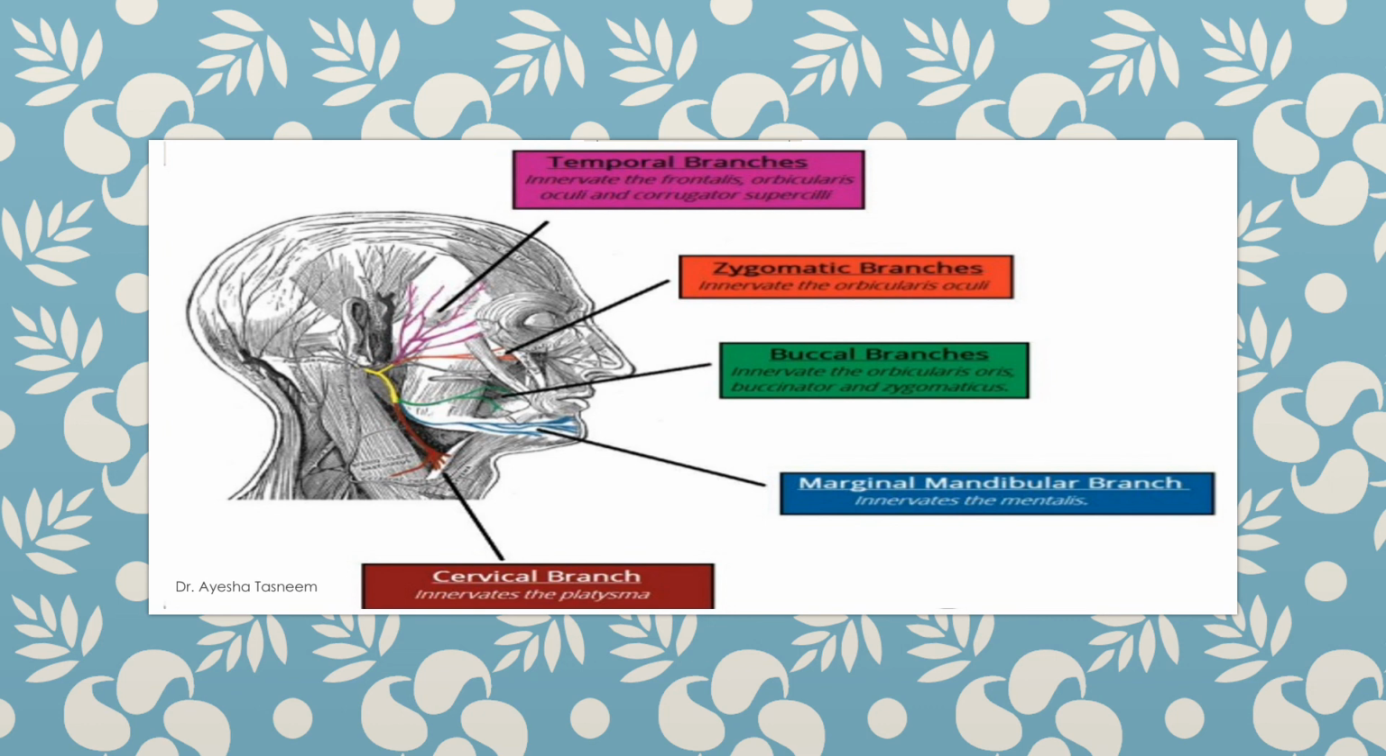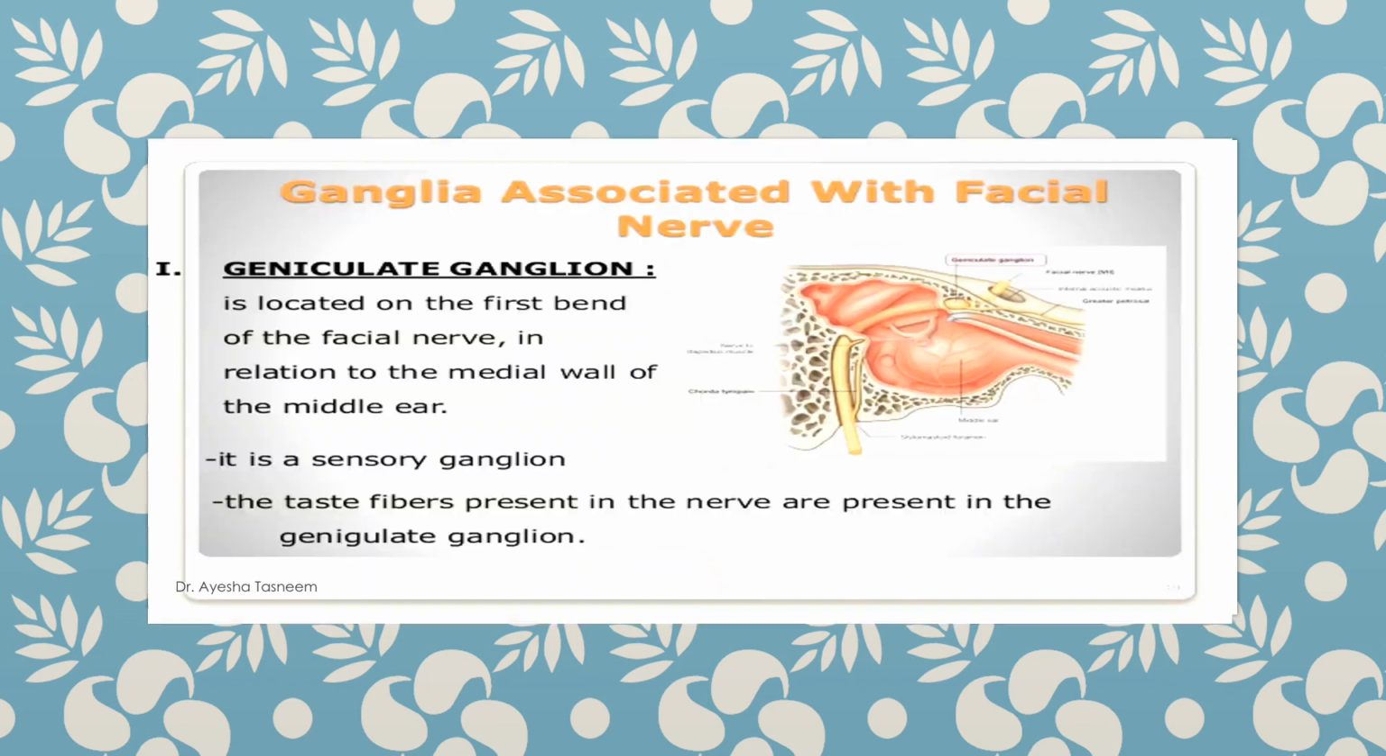And then the cervicofacial gives three branches, that are the buccal branch that innervates the orbicularis oris, buccinator, and the zygomaticus muscles. Then there is marginal mandibular nerve that innervates the mentalis muscle, and it also gives the last branch, that is a cervical branch, that innervates the platysma.